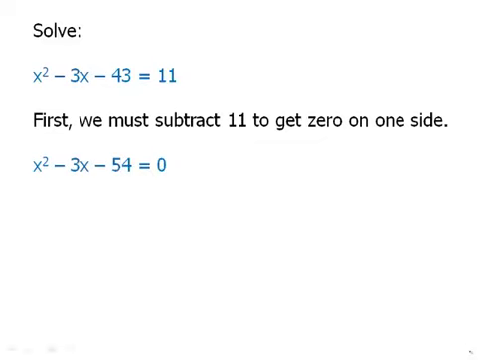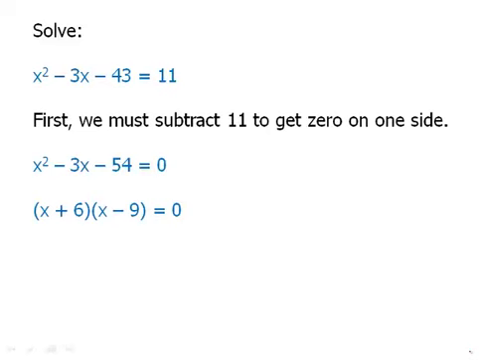So we get x squared minus 3x minus 54 equals 0. So 54, that's a tricky number. But notice 6 times 9 is 54. So if we have a positive 6 and a negative 9, those will add to negative 3. Those are the numbers we need.